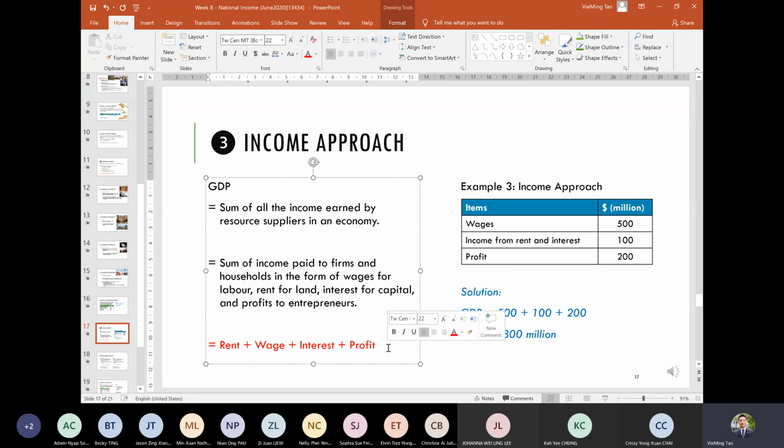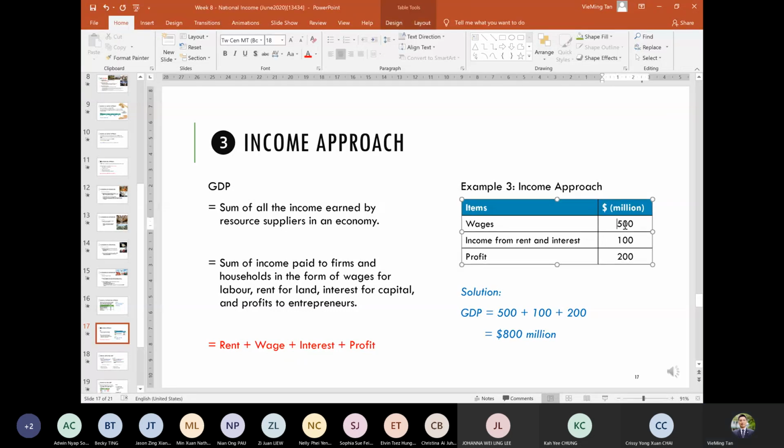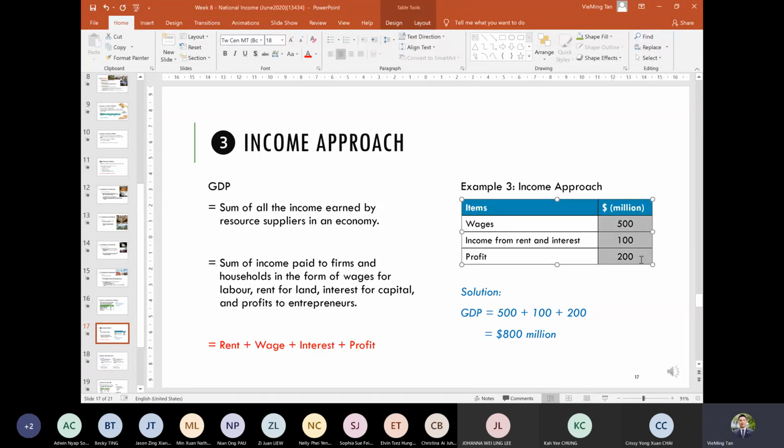Let us try one example. According to example 3, the value of the return is already given for each factor of production. The wages are 500. Income for rent and interest, that means the combination of the capital and land return, is equal to 100 million. Profit is equal to 200 million. If you're asked to calculate the GDP by using the income approach, you sum up all these incomes: 500 plus 100 plus 200. I'll get 800 million.